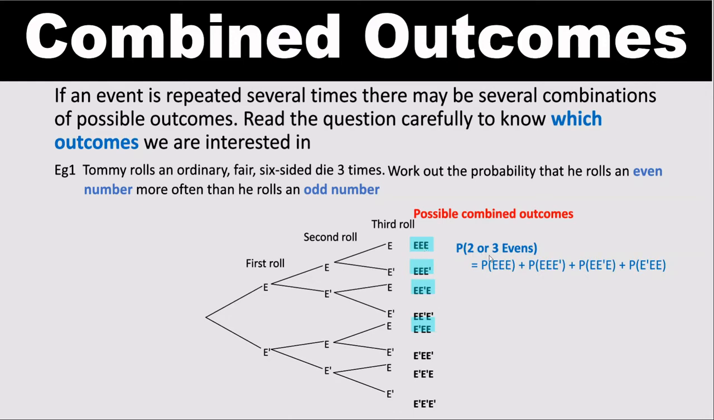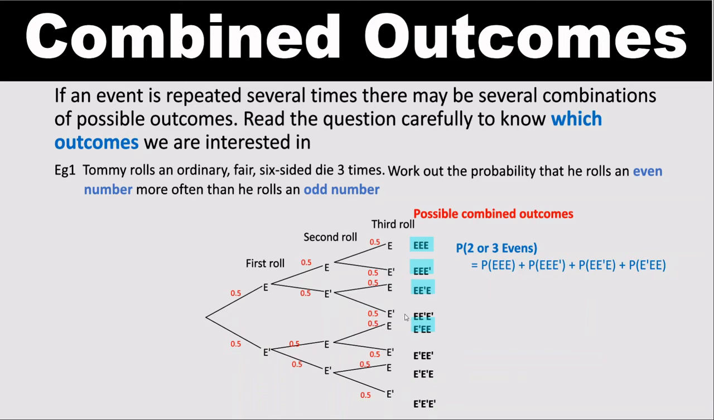We're going to use the OR rule for mutually exclusive events, and we're going to add their probabilities together. Now, in order to add these probabilities together, we must know what those probabilities are. This is a particularly simple case because the probability of rolling an even number or an odd number on a fair die, all of these possible outcomes have a probability of a half. So I've put my probabilities on each of the branches of my probability tree.